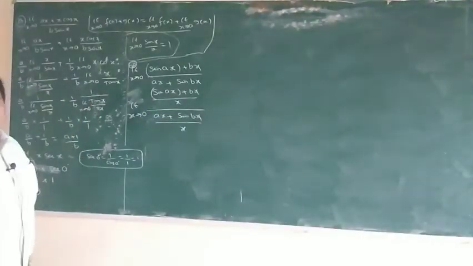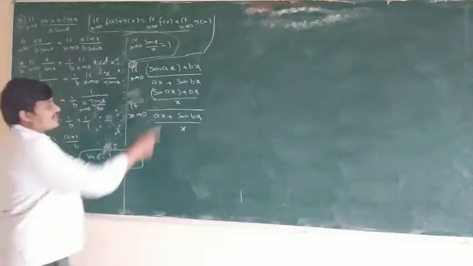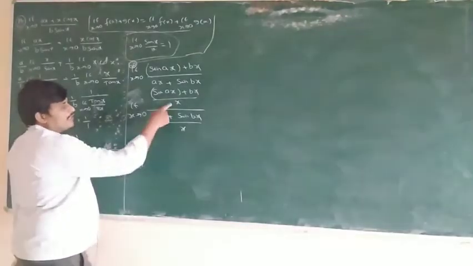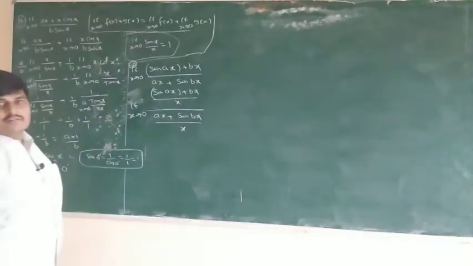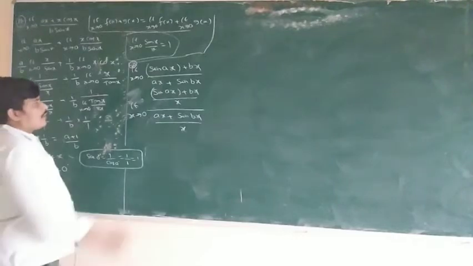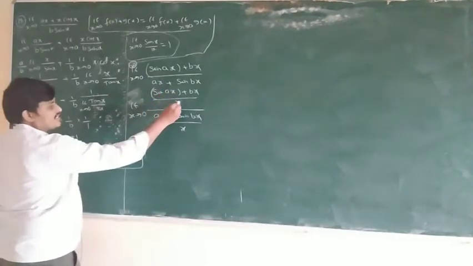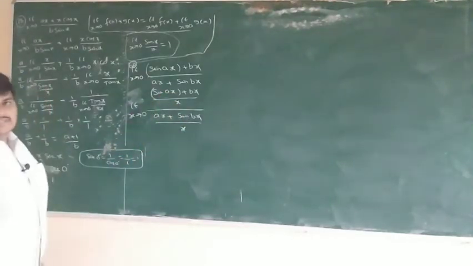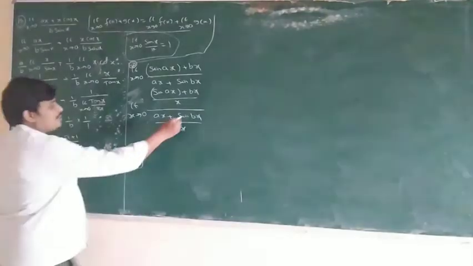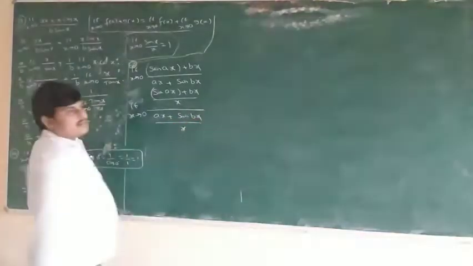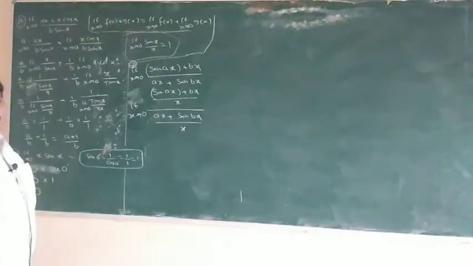Why did we divide and multiply by x? Because of this formula. Which formula? Sin ax by x is equal to a, sin mx by x is equal to m, sin bx by x is equal to b. This is the formula.